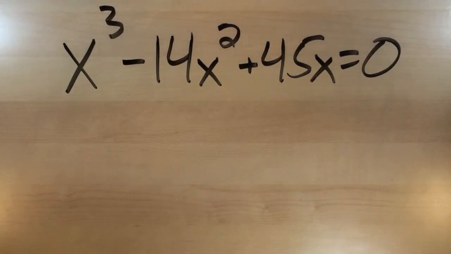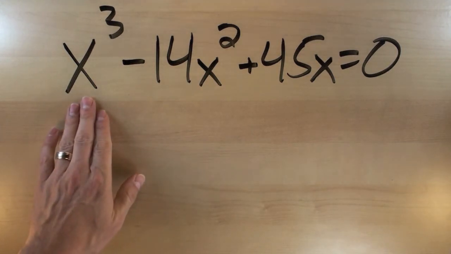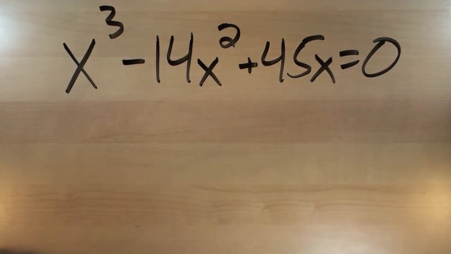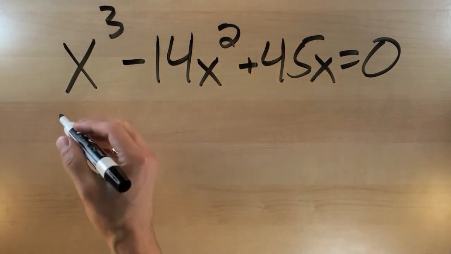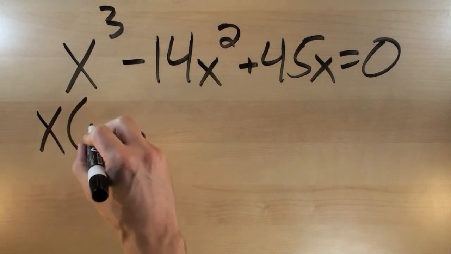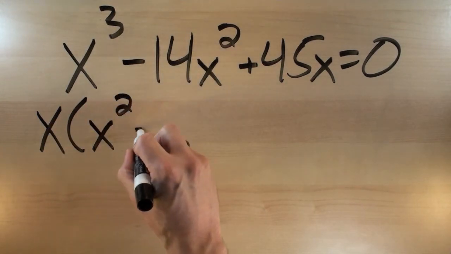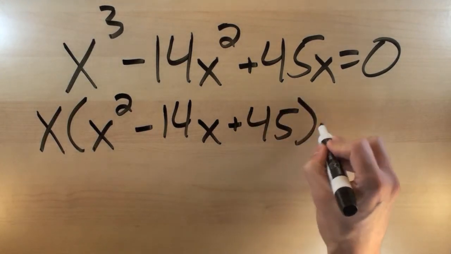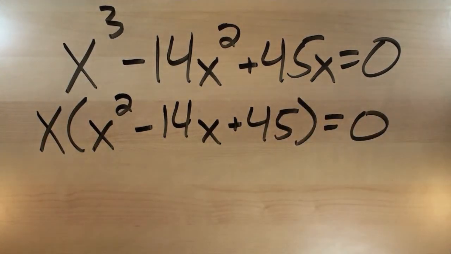Here we have an equation that has a greatest common factor that has to be factored out first. So notice that all the terms in our polynomial share a factor of x. So the first thing we do is factor that out, leaving us with x squared minus 14x plus 45 is equal to 0.